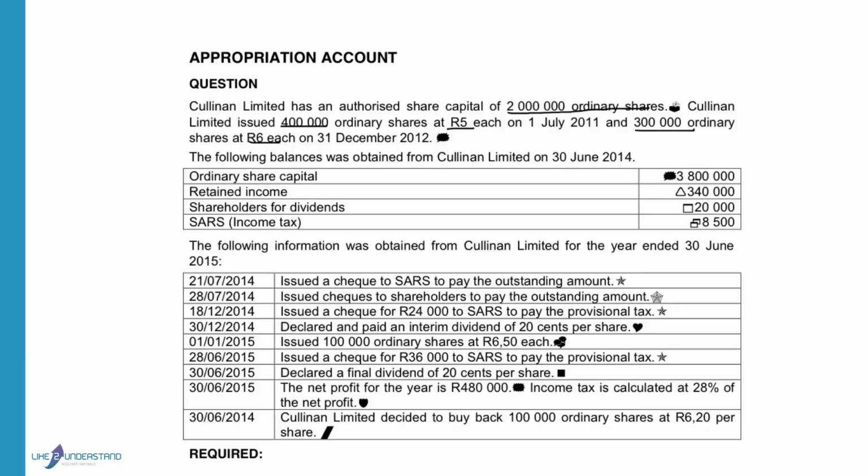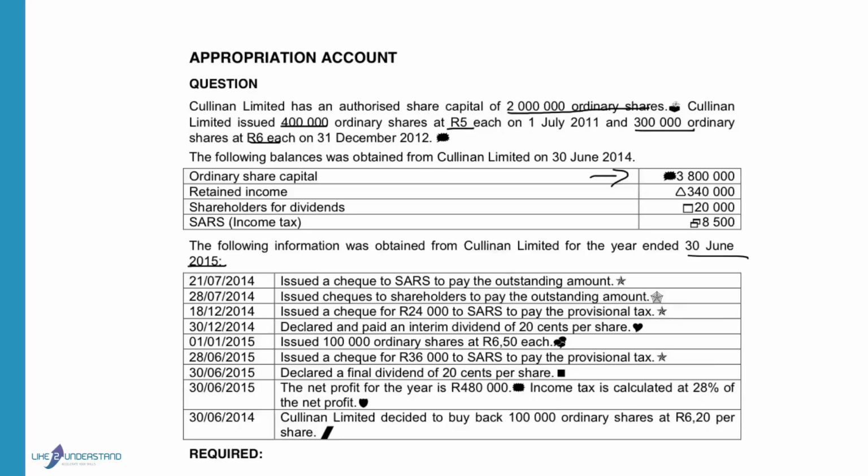Then a check is issued to shareholders to pay the outstanding amount. Now, if we look at the second balance there, we see that the amount that was outstanding to shareholders was 20,000. So that was the final dividend that was declared at the end of the previous year. Now we pay that 20,000.